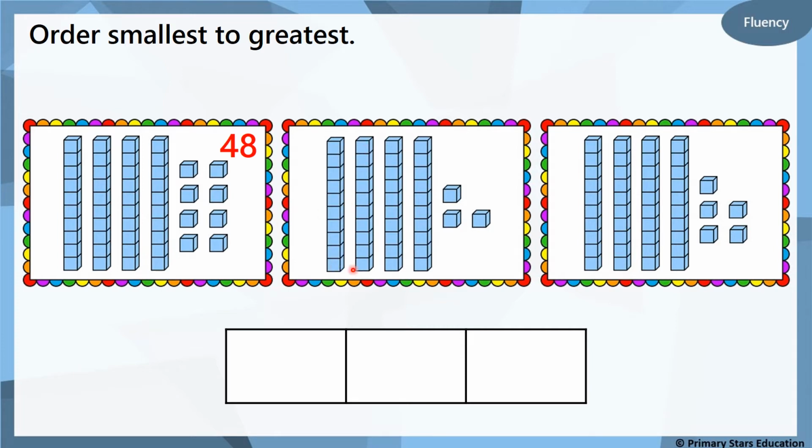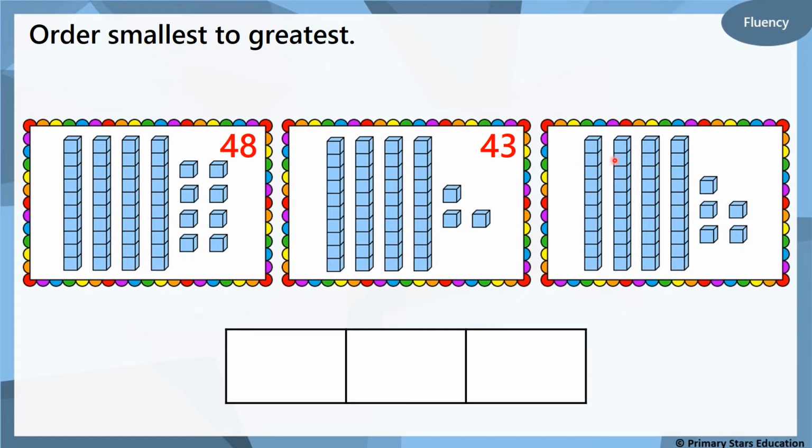Okay, let's try the next one. 10, 20, 30, 40. And then we have 1, 2, 3. So what is our number? Well done if you said 43. We've got 4 groups of 10, which makes 40, and we've got 3 ones. So altogether we have 43.